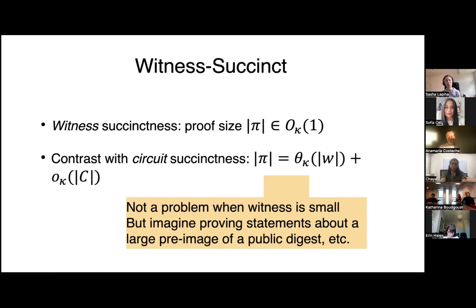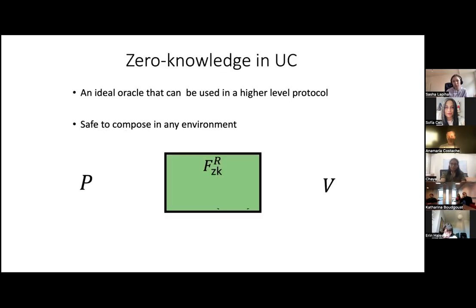We can contrast this with a weaker notion of succinctness, which is circuit succinctness, where the size of the proof is allowed to grow with the size of the witness, but sublinear only in the size of the circuit. And sometimes circuit succinctness might suffice when the witness is small. But if we are interested in applications like, for example, zk rollups, where really zk is not the important property, but succinctness is, and the witness is really huge, then we really want witness succinctness. So the question is, can we have universally composable zkSNARKs that have the witness succinctness property?